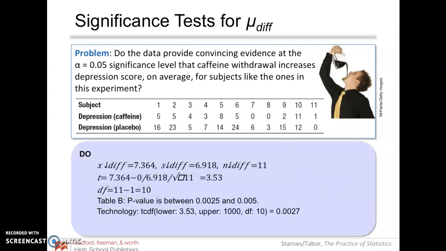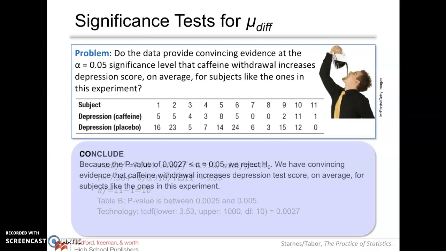Okay, in our do, again, we have some messed up font here, but anyhow, the degrees of freedom that we used was 10. We came up with a test statistic of 3.53, and we can either use table B or use technology to come up with the p-value. Whichever way you slice it, we've got a very small p-value.